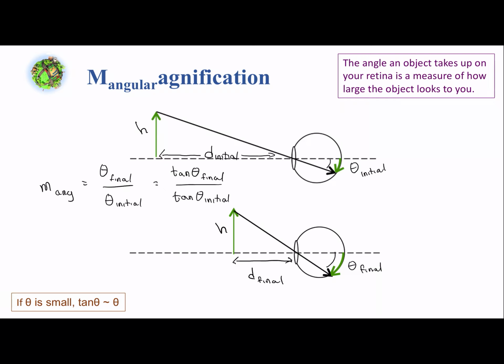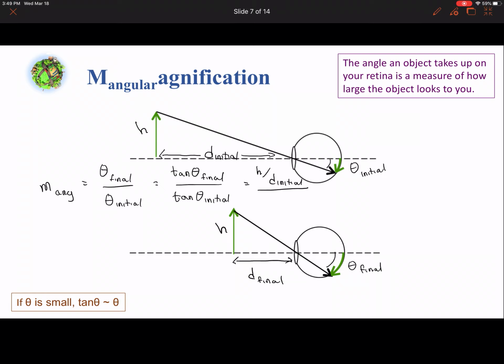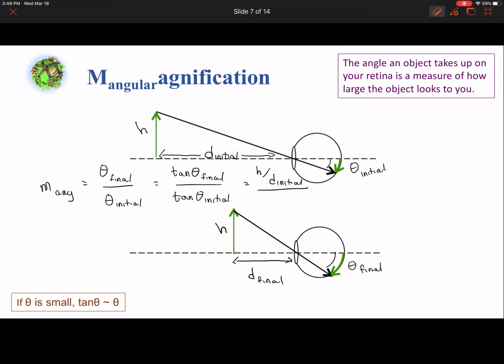Those are two sides of a triangle. I can use those to find tangents. So for instance, the tangent of the final angle in this picture is the opposite side over the adjacent side. The tangent of the initial angle, whoops, I wrote initial when I meant to write final. This should be the final. The tangent of the initial angle is going to be h divided by d initial. That is opposite over adjacent.